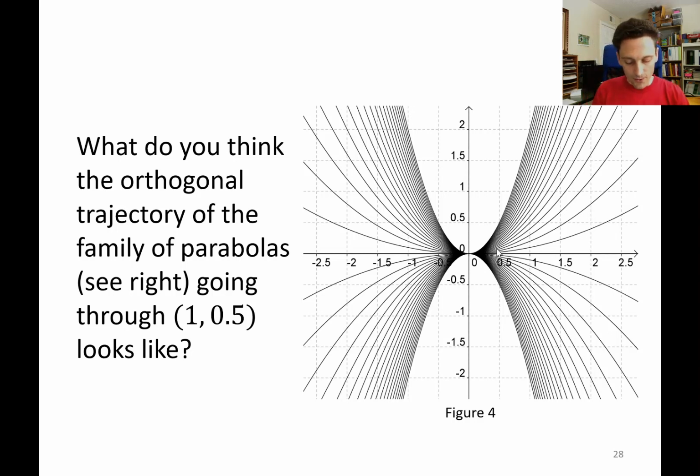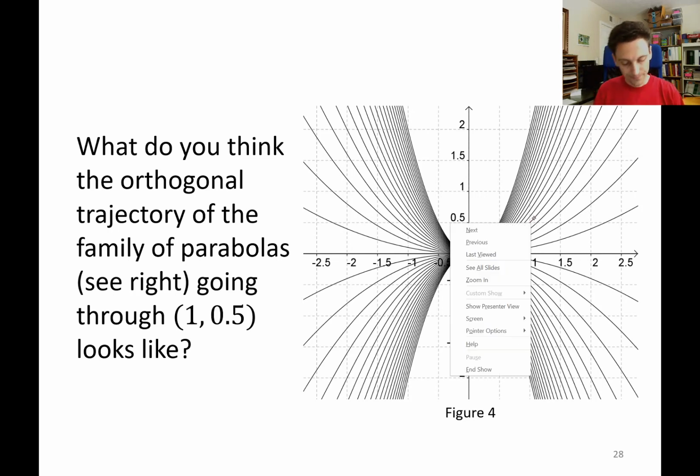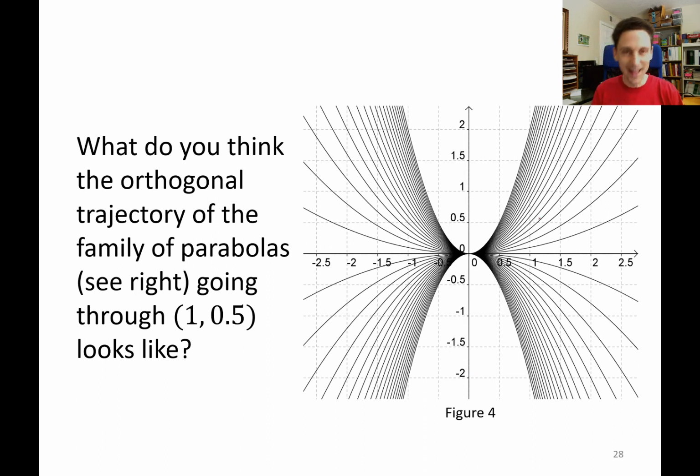So what do you think the orthogonal trajectory of the family of parabolas in figure 4 going through (1, 0.5) looks like? So going through this point right here. Oops. Oh well. Okay, I tried to put a point there and apparently technology fail. Oh well. So (1, 0.5). Just try to see if you can figure that out. If you have your notes printed out, try to draw what kind of curve you would think is perpendicular to all of these curves in the family. Perpendicular for every single curve of the family.